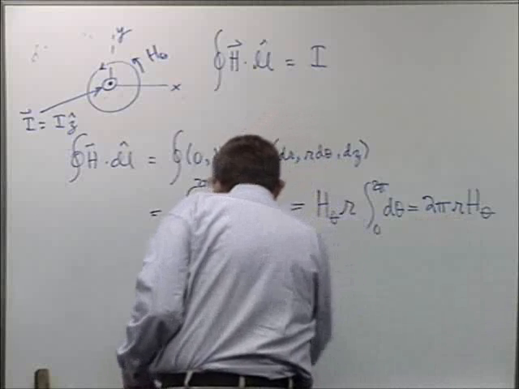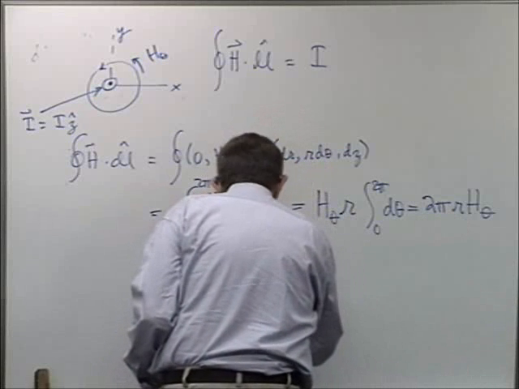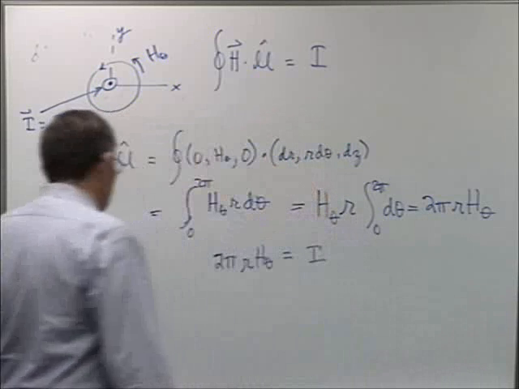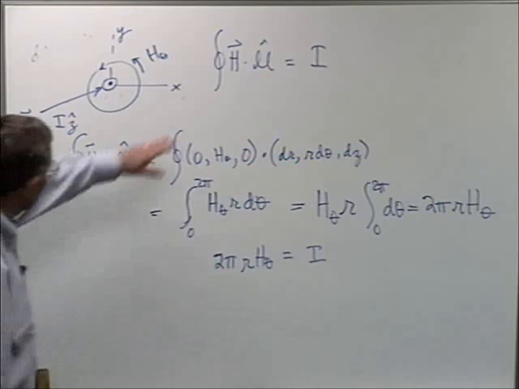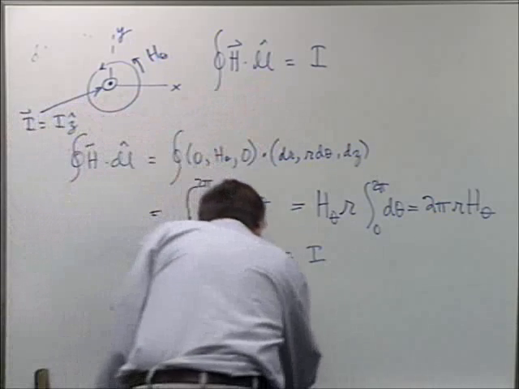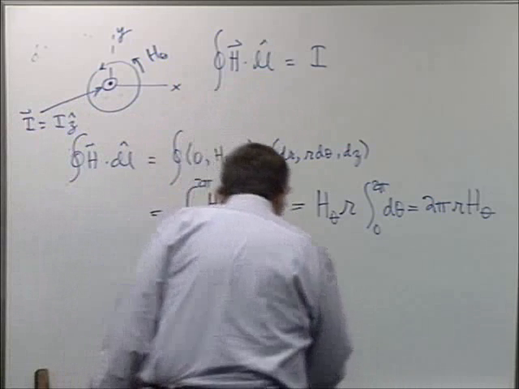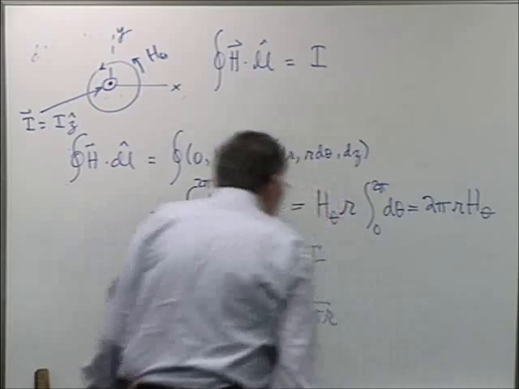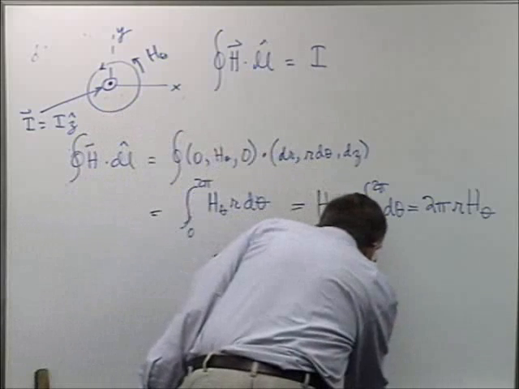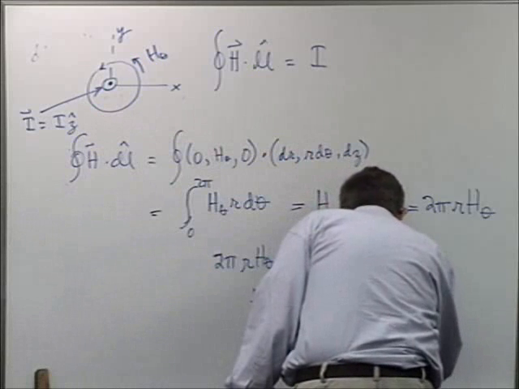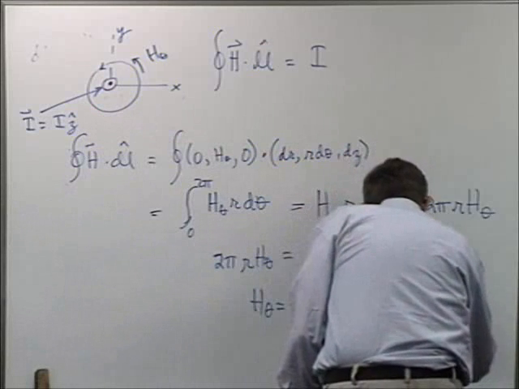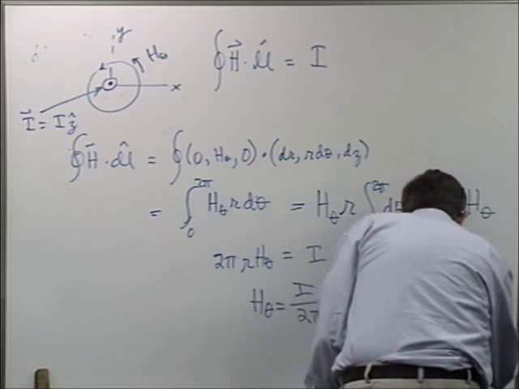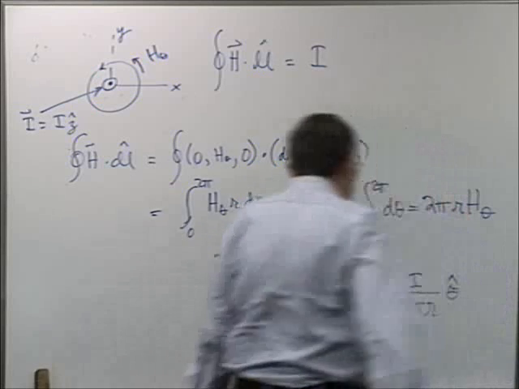So we have 2 pi r h theta equals I. The line integral is equal to enclosed current. So h theta is equal to I over 2 pi r. Or you could say that the H field as a vector is I over 2 pi r in the theta hat direction.